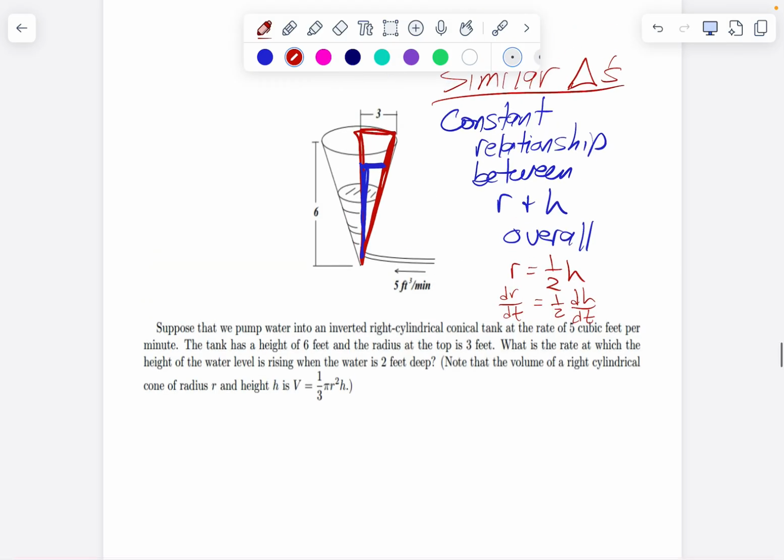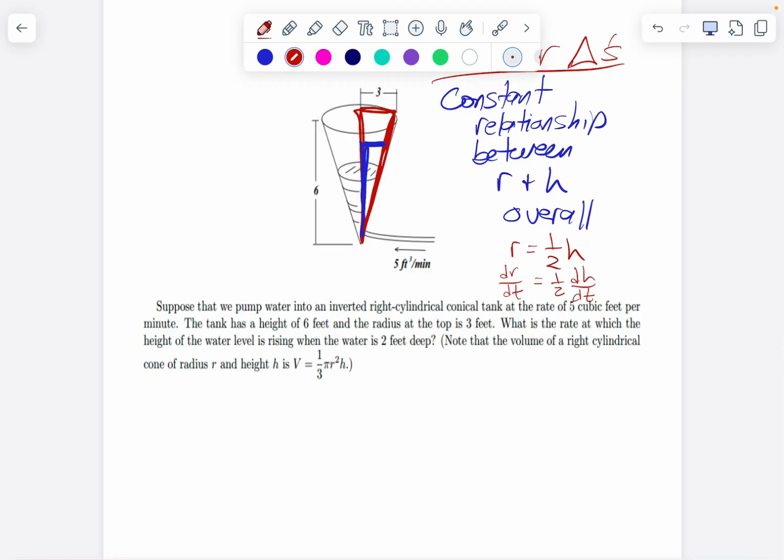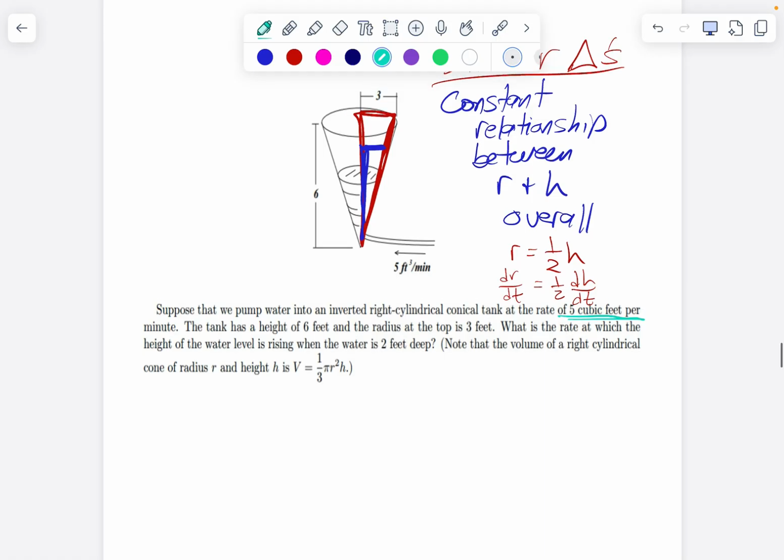So we have our specific picture already drawn, and I think that's probably sufficient. I would probably list what some of these other numbers are. So we see at the rate of 5 cubic feet per second, let's label that. What is that? Or per minute, excuse me. What do we label that in our problem? 5 cubic feet per minute. That is dV/dt.